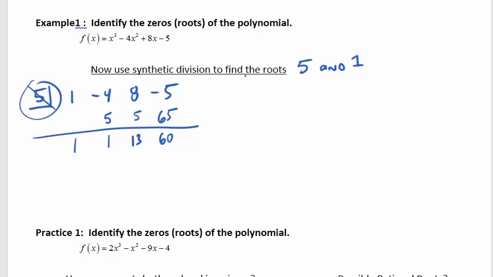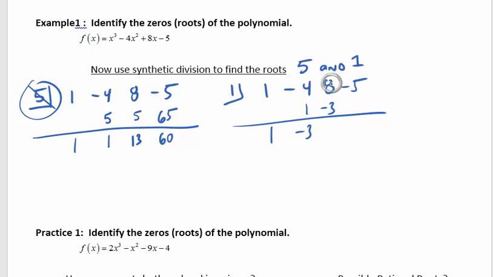All right, let's try 1. Bring down the 1, multiply. 1 times 1 is 1. Adding down the column, negative 4 plus 1 is negative 3. 1 times negative 3 is negative 3. Adding down the column, 8 plus negative 3 is 5. 1 times 5 is 5. And now when we add, you can see here in our remainder spot, we get 0. So that tells me that 1 is a factor here.